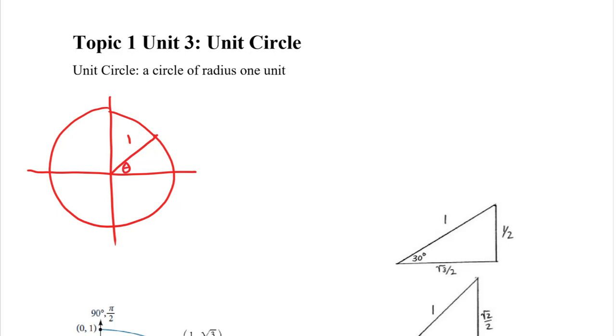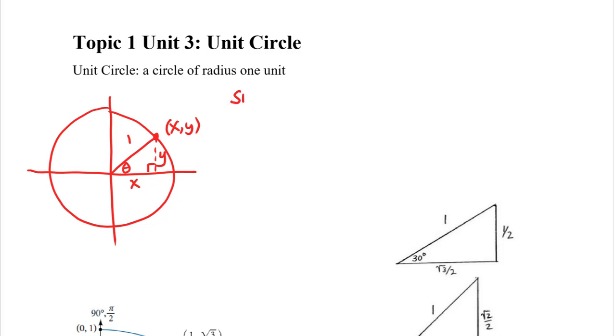I can identify this point where the radius touches the circle as some ordered pair x, y. I can drop a vertical line down to the x-axis and make a right triangle. The horizontal leg of this triangle has to be x units long. The vertical leg has to be y units long. So if we use SOHCAHTOA, we can see something interesting.